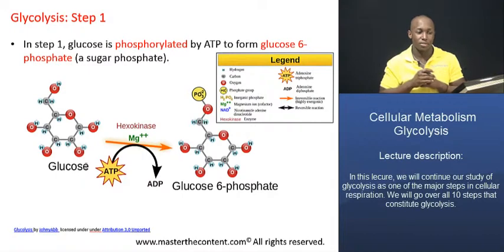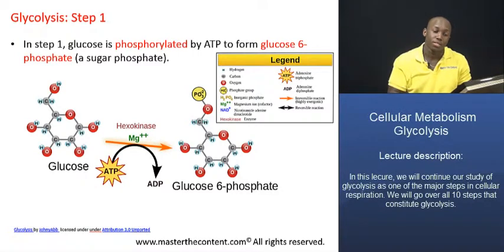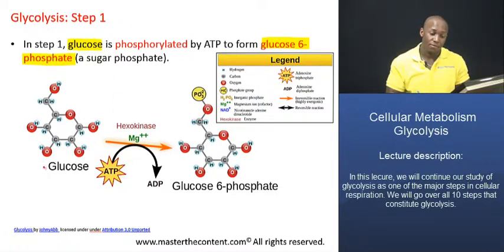Let's delve into it. So I already told you it's a 10-step process, step 1 through to step 10. Let's go over each and every one of them in a very detailed way. So in step 1, glucose is phosphorylated by ATP to form glucose 6 phosphate. So what we have is glucose being converted into glucose 6 phosphate. This step consumes a molecule of ATP, and as you can see at the bottom of the screen, we have glucose right here being converted into glucose 6 phosphate.